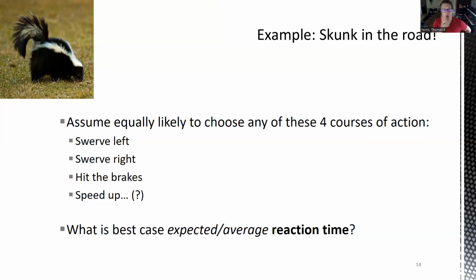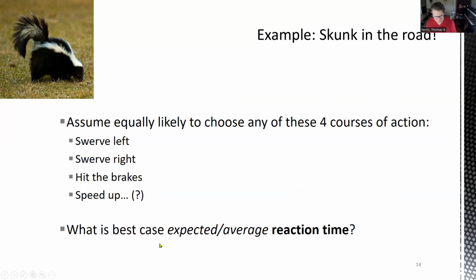Now I consider 4 possible courses of action. Let's assume all 4 of these I'm equally likely to choose. That's a huge assumption, but just for this simpler example, it's equally likely that I'll swerve left, swerve right, hit the brakes, or speed up. Now that's probably not a good one, but let's just say these are the 4 possible outcomes. Or you could say do nothing. Maybe the 4th one is a conscious do nothing and just run over the skunk. Probably not a good idea, but it is an option.